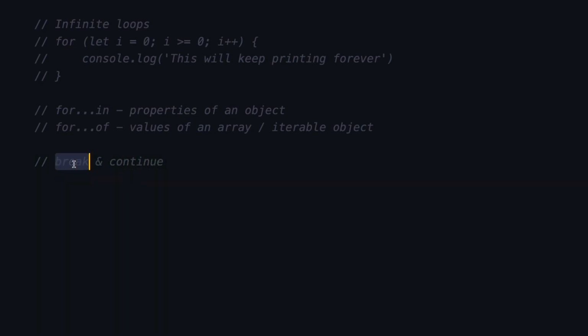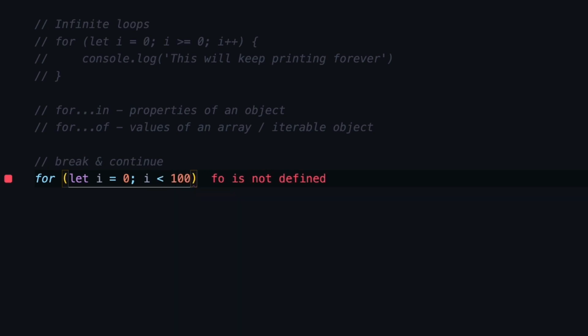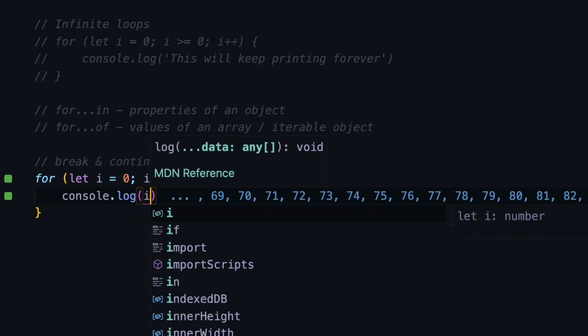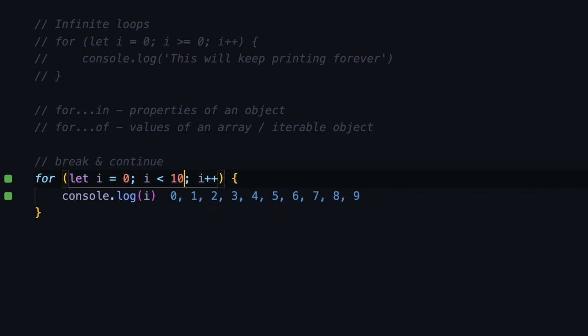We can use break to immediately exit the loop, and we can use continue to skip the rest of the current iteration and move on to the next one. For example, we can have the same for loop where we initialize the i variable and then we set some condition, let's say i is less than 100, and then we will increment our i variable. For now, let's just console log i here, which will be from 1 to 100 numbers. Actually, let's just set this to 10 so that we can see all of the numbers in the console.